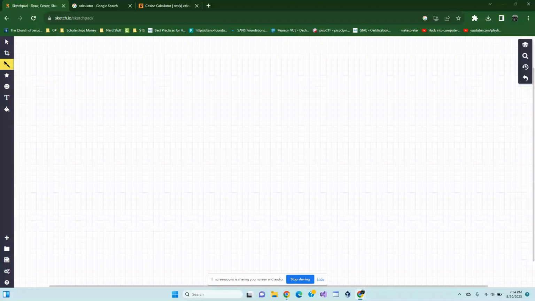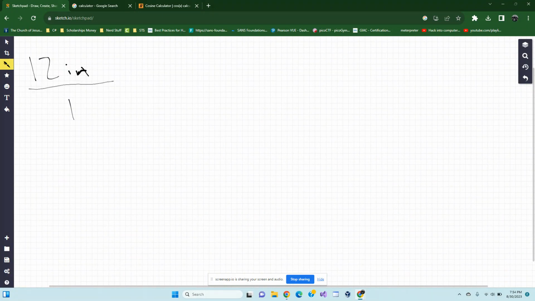So, let's say I have 12 inches, and we want to convert that to feet. Well, we want inches on the bottom so it cancels out. So in 12 inches, there is 1 foot. And if you just multiply, you end up dividing 12 by 12, and you get 1 foot.